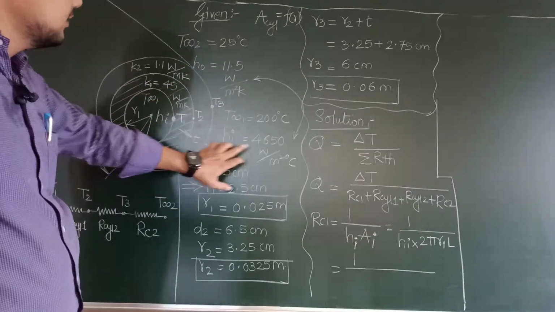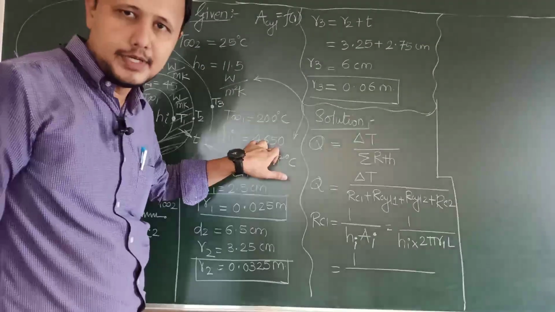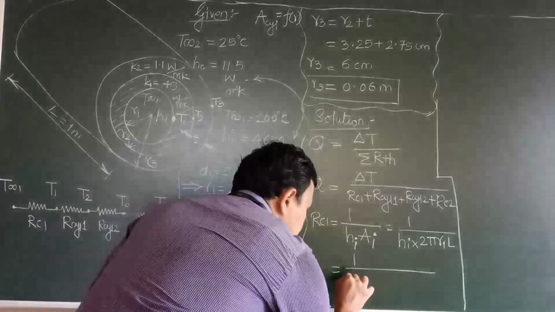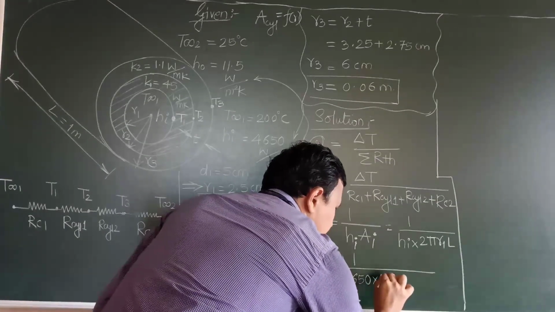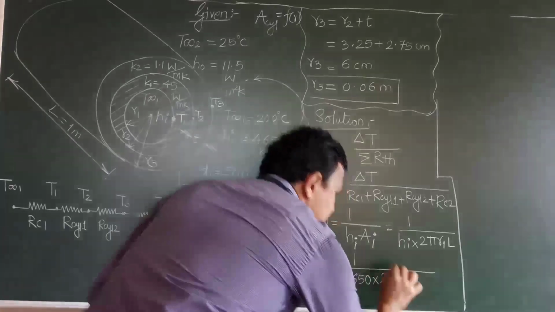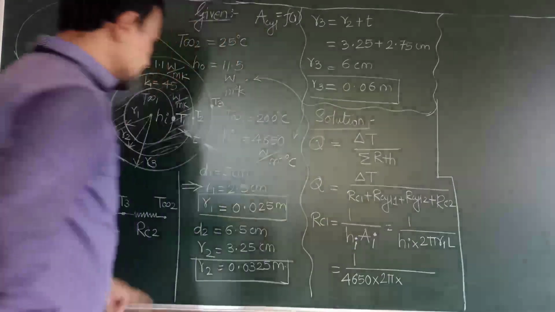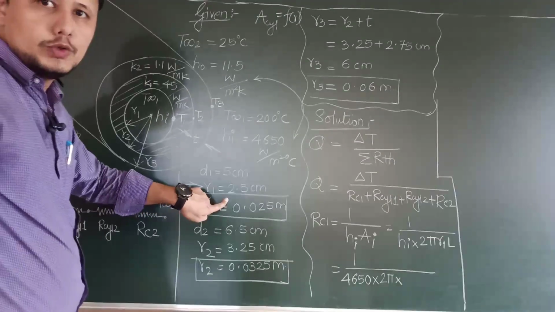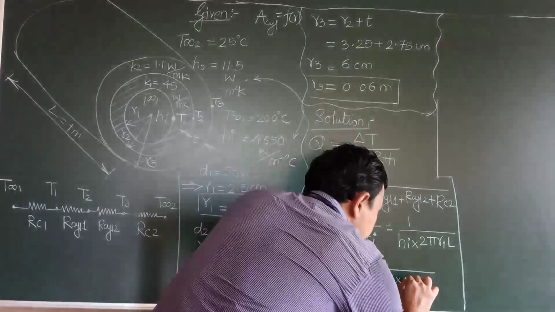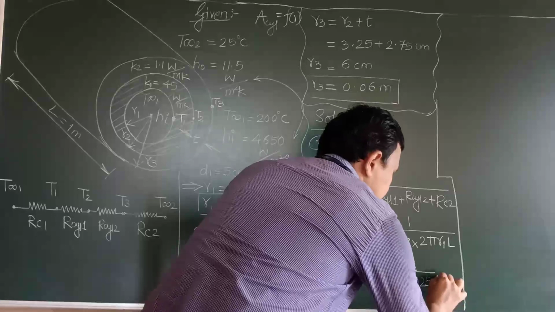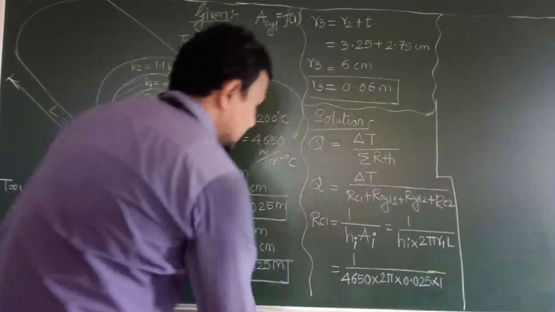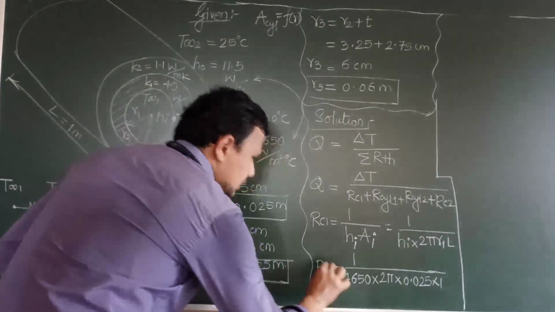HI, which has been given to us as 4650 watt per meter square Kelvin. So this is 4650 multiplied by 2 pi multiplied by R1. R1 is known to us, 0.025 meter, and the length is anyways 1 meter. So that is our RC1.